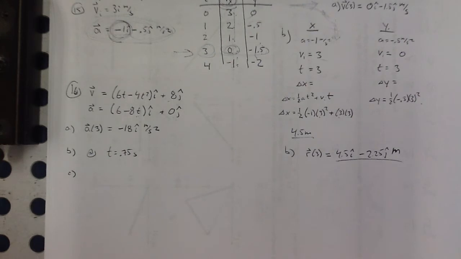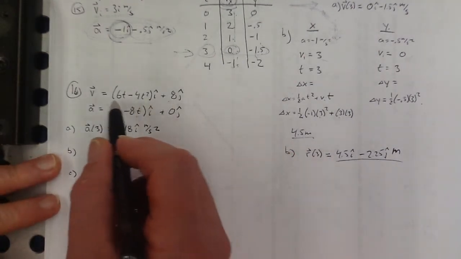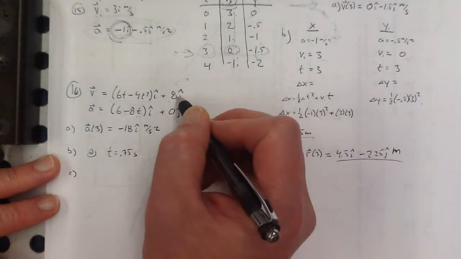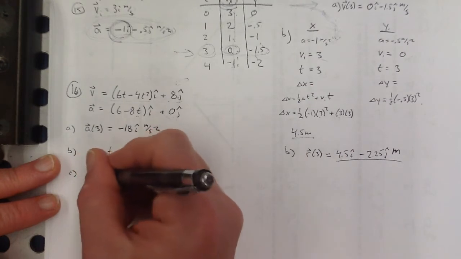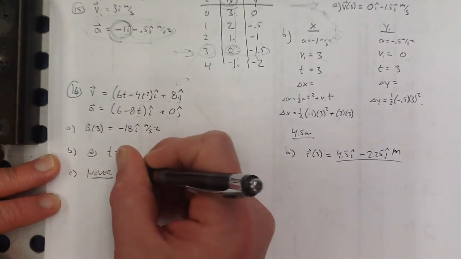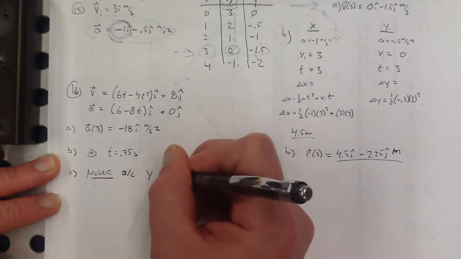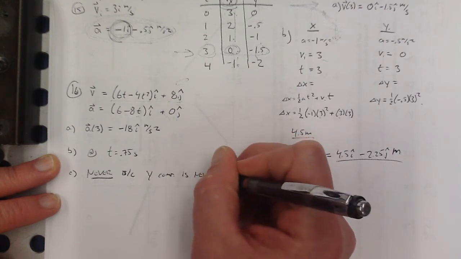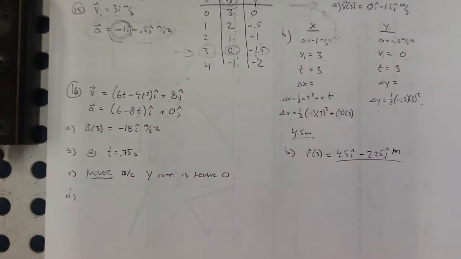Part C. When, if ever, is the velocity 0? For the velocity to be 0, both components would have to be 0, and this one's 8, constant, so that can't happen. So never, because the y component is never 0. Not happening.